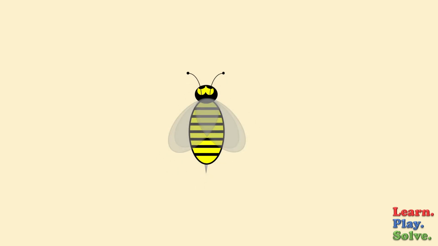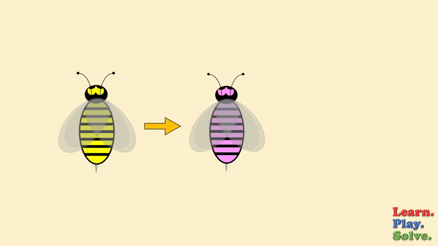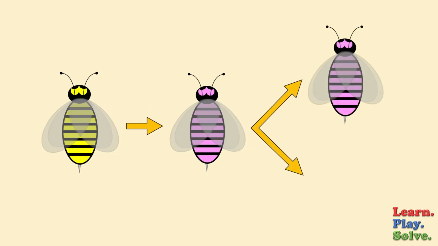This is a male honeybee, or a drone. All drones have only one parent. That's because they are born from unfertilized eggs that are supplied by the queen, which is female. Female bees, on the other hand, are born from fertilized eggs by sperm collected from the drones. So females have two parents, a female and a male.